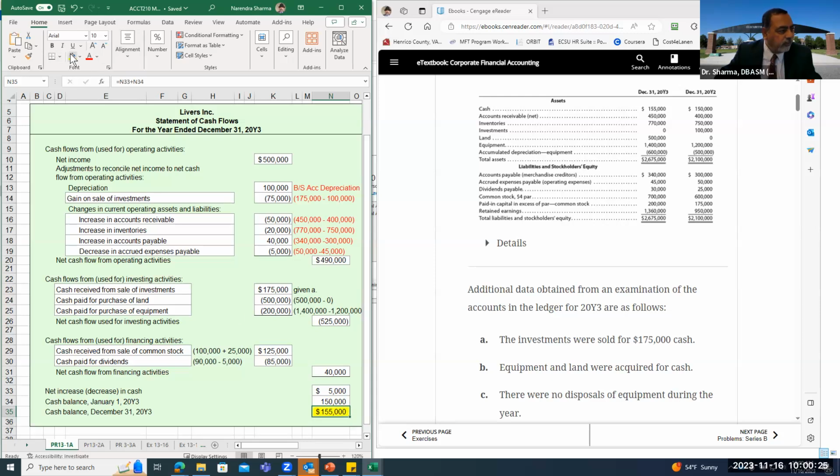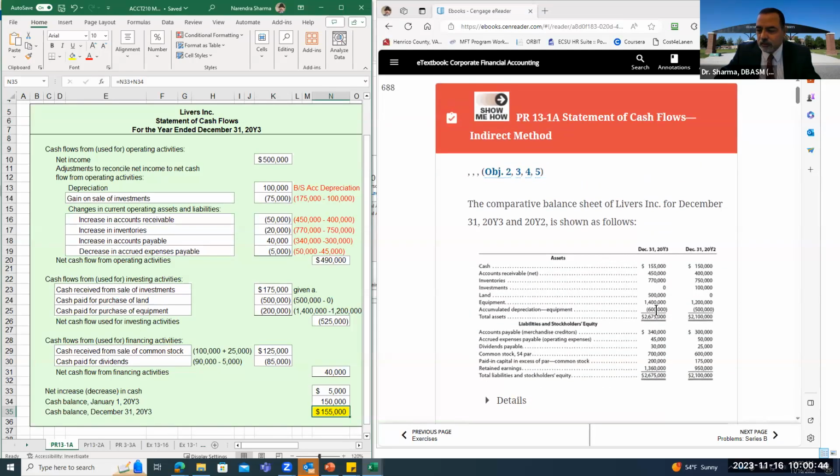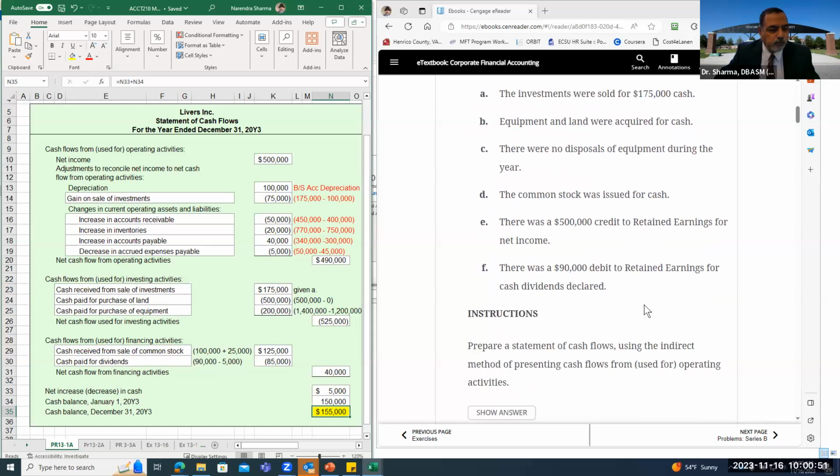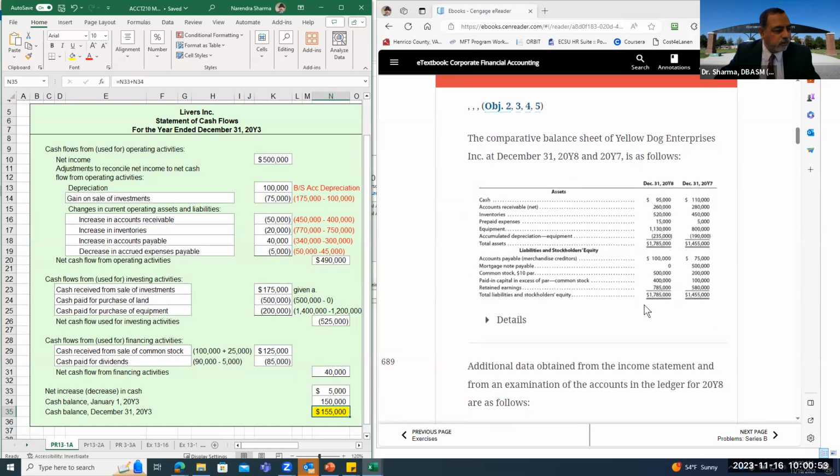Now, the way you check that answer is, is the ending balance of cash 155,000 in the balance sheet? If it is, then that means you have done your statement of cash flows accurately. So that is how we do that problem number 13.1a. Now I'm going to move on to the next problem, that is problem number 13.2a.